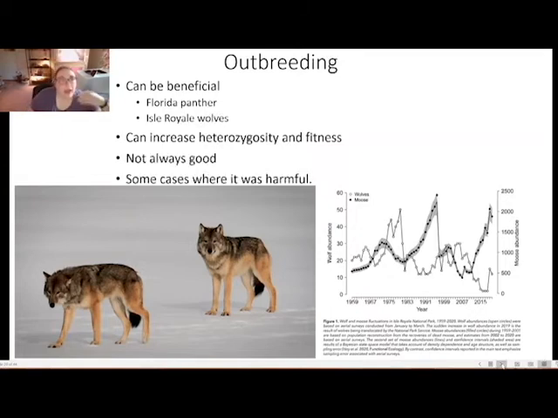So outbreeding isn't always good. In the majority of scenarios, it is a good thing. It's a good thing for you to have increased fitness, right? I mean, increased genetic variation. And it usually leads to an increase in fitness, but it doesn't always. Sometimes it's harmful.